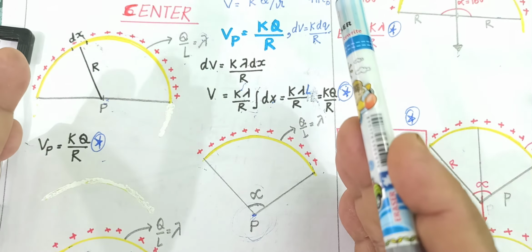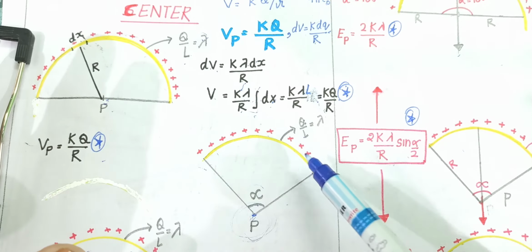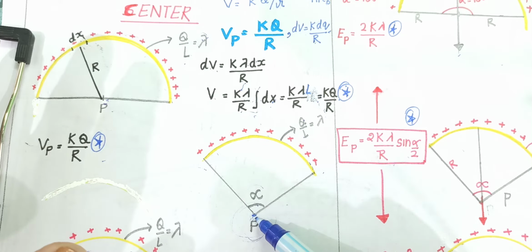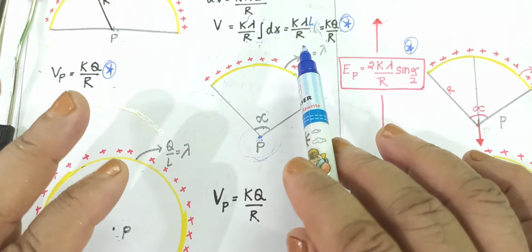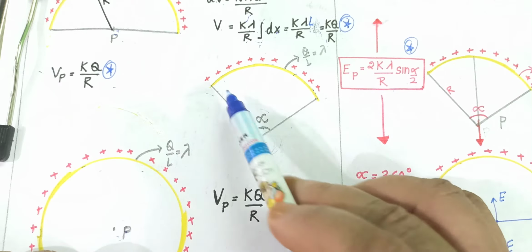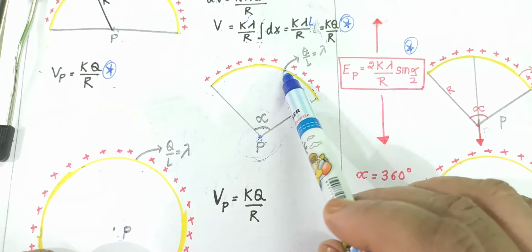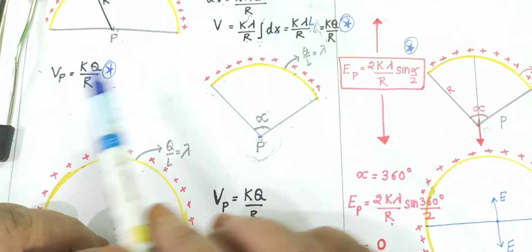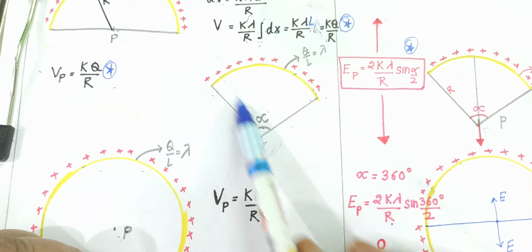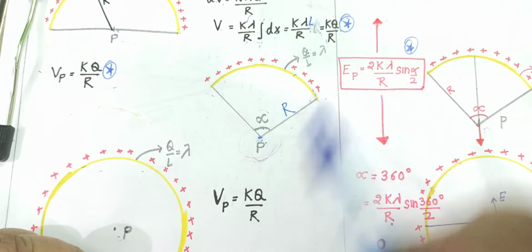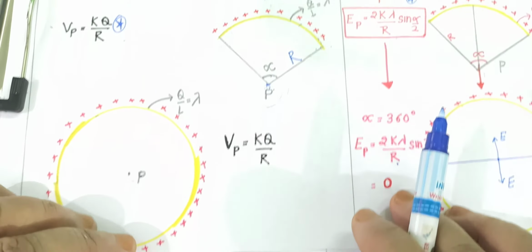The same length L wire, the same charge q, but this time I bend it in the form of an arc which is making angle alpha at the center P. Now the same logic. P is at equal distance from all the elements, and the total charge of this arc is q. So potential at point P is directly kq by r. This is the radius of the arc.